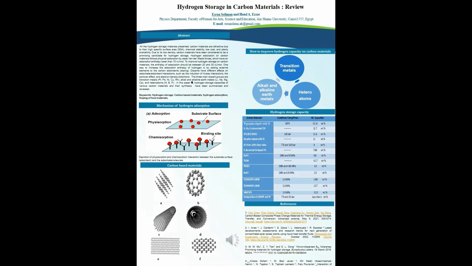Hydrogen adsorption on carbon materials follows physical adsorption by weak van der Waals forces, which have an adsorption enthalpy lower than 10 kJ per mole. The enthalpy of hydrogen adsorption should be between 20 and 30 kJ per mole. So finally, to increase the adsorption enthalpy, we should add external elements to the carbon adsorbent, such as transition metals, alkali and alkaline earth metals, and heteroatoms.